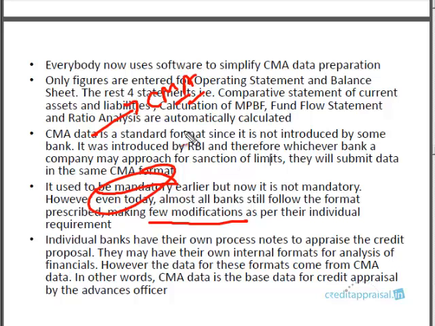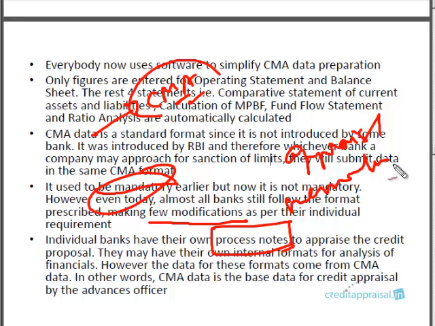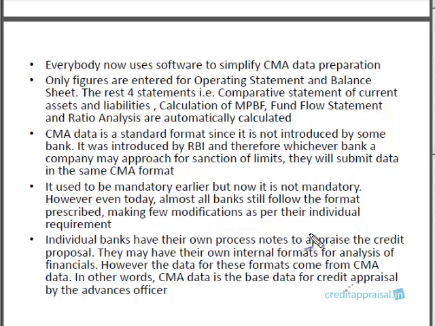But usually that shouldn't be an issue if a company prepares CMA data as per the common format, the standard format that is followed usually throughout the country. That shouldn't be a major issue, right? But you should know that banks, for their own internal purpose, when preparing their process notes, what is known as the appraisal memorandum or the process note, might have a separate internal format that might vary from bank to bank, right? CMA data is such an important data for a credit officer because this is the base for credit appraisal for an advance officer. This forms the base, right?